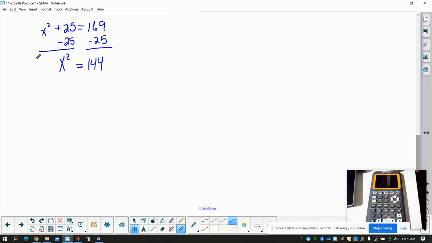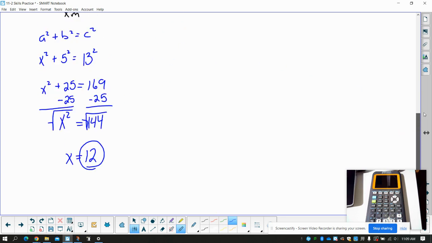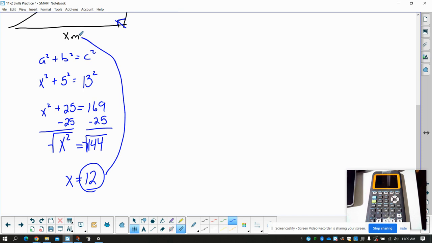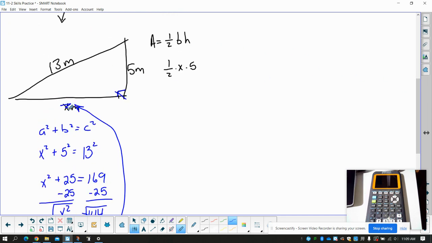Now to get rid of the x squared, we need to do the square root of both sides to get rid of the squared part of that x. The square root of x squared is x. The square root of 144 is 12. All right, so now let's think about what we've got. This number, this 12, all it represents is what was missing right there. So now I know that this is 12 meters.